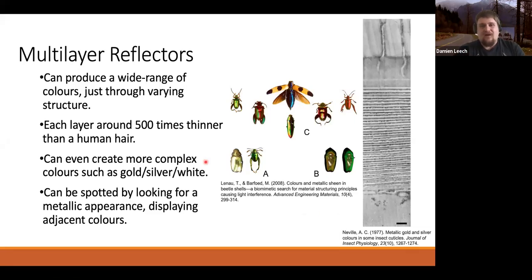And they really don't stop there with just these colors that I showed you from the spectrum. They make even more complex structures, and they make colors such as gold, silver, and white that are really quite hard to make. And they do it with this same idea, just by varying the structure, varying the materials. And again, if you want to look for them, just look for metallic appearance and adjacent colors.